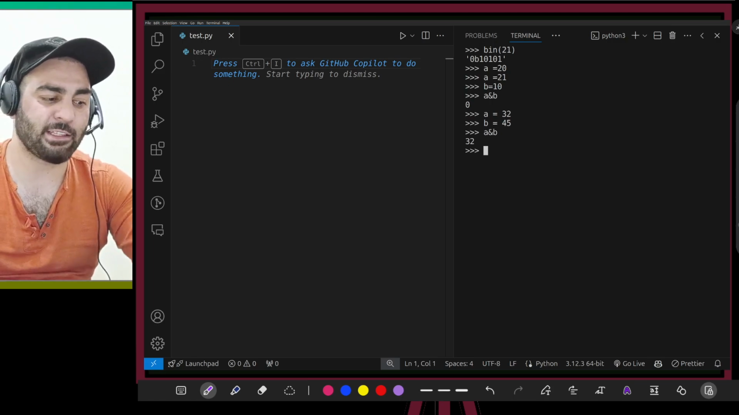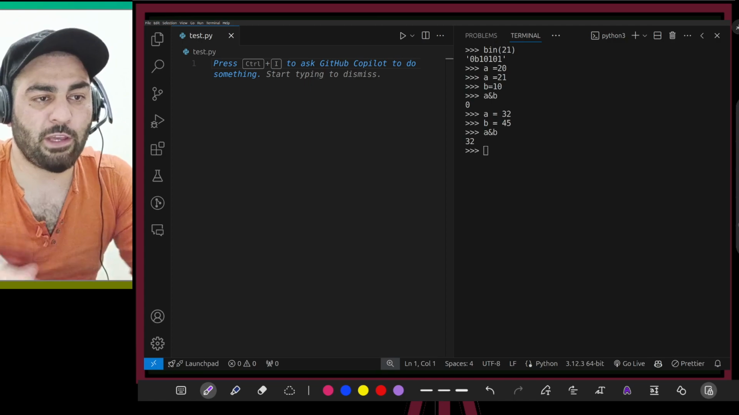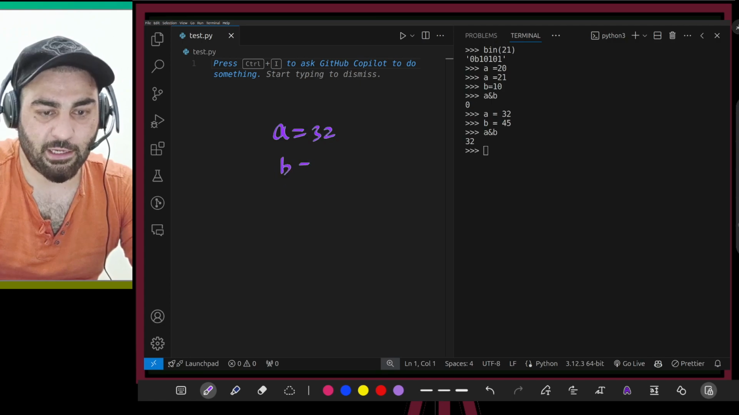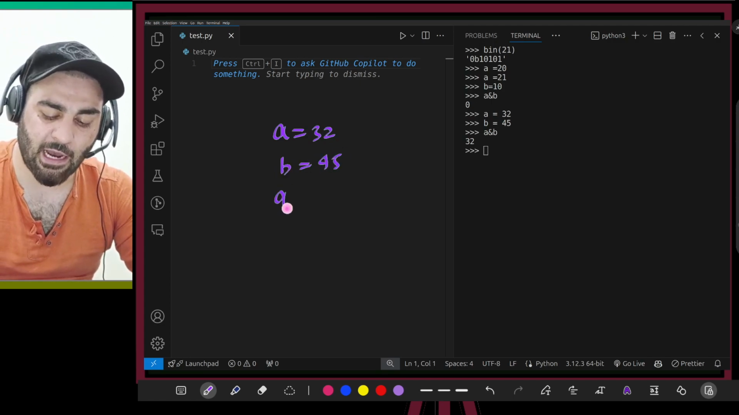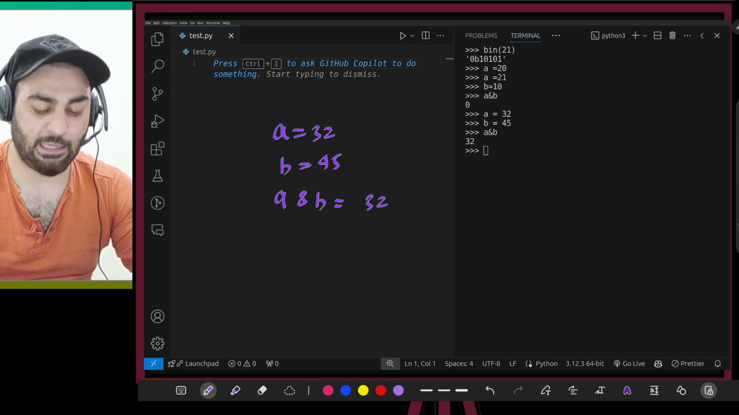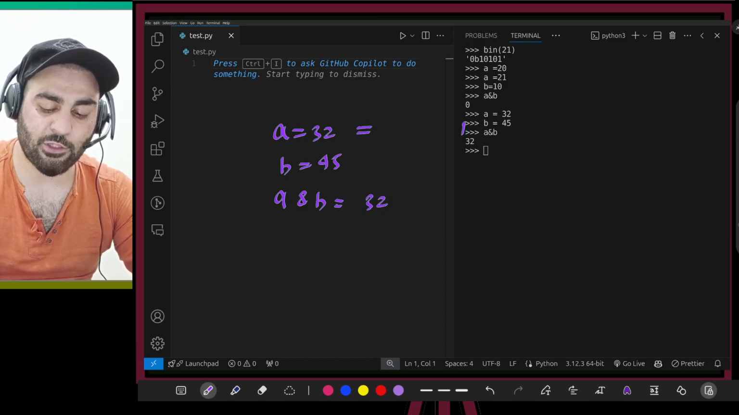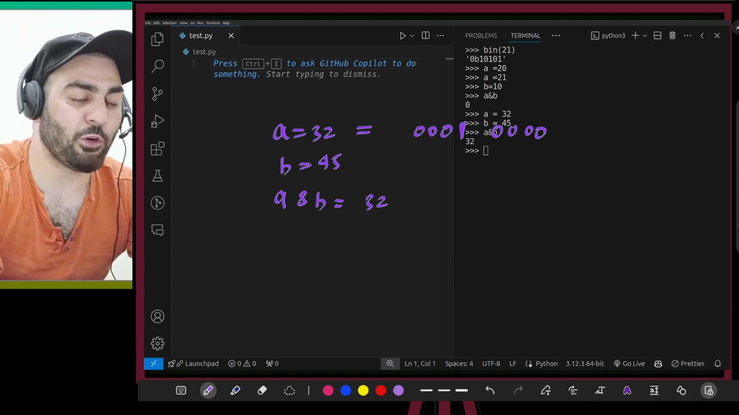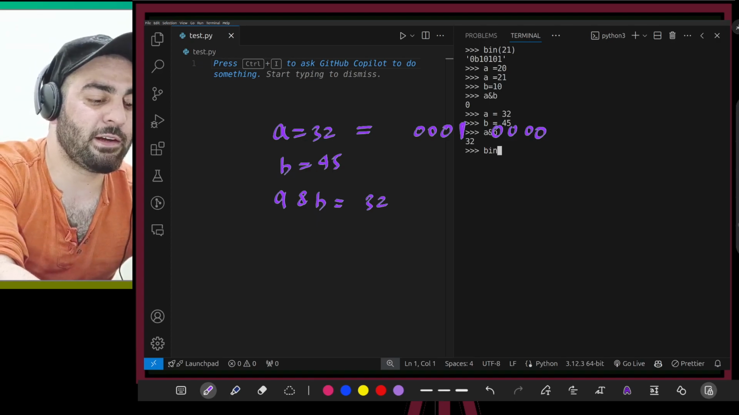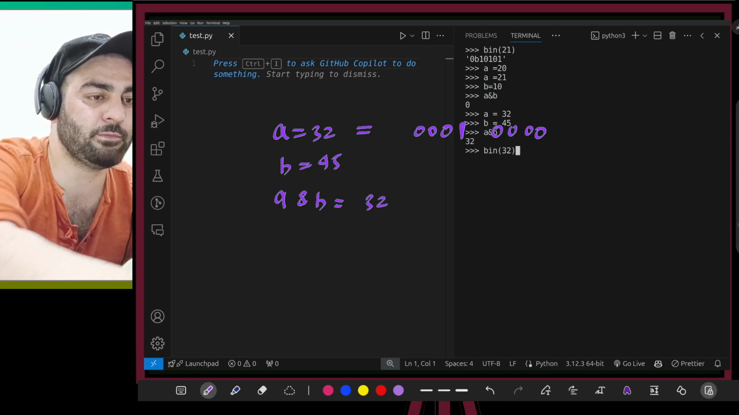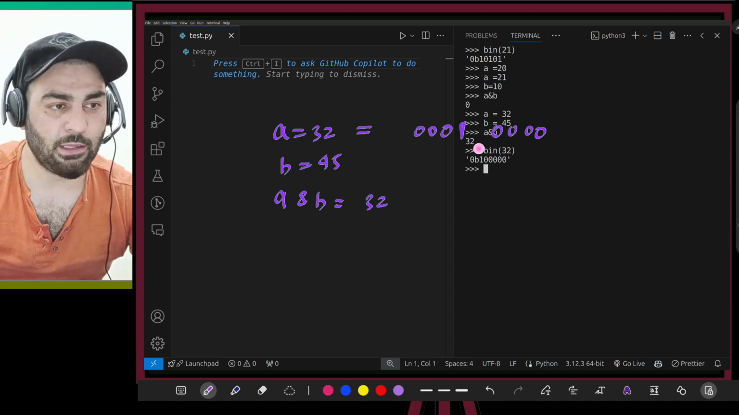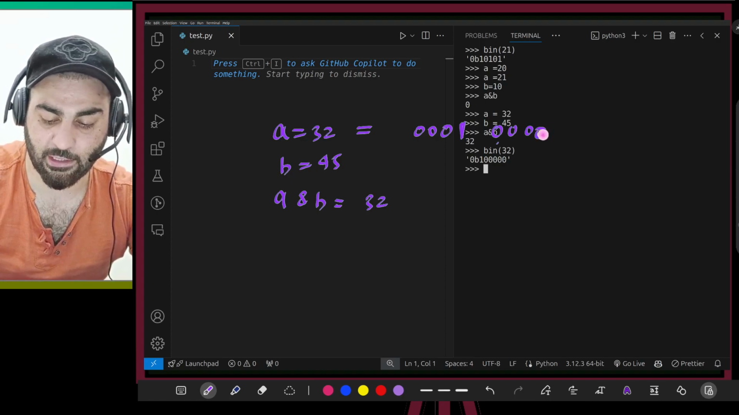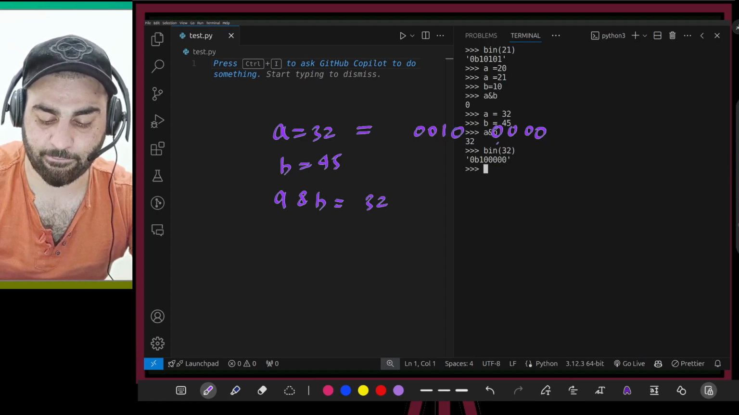Now we'll have to justify this answer. We came to A is equal to 32, B is equal to 45. Now we'll have to justify how A and B is equal to 32. Let's first check the binary of A. This should be 1 followed by five zeros. So this is 2 to the power 5, this is the binary of 32. If you want to check it, just go to Python, binary of 32. This is 1 followed by 1, 2, 3, 4, 5 zeros.